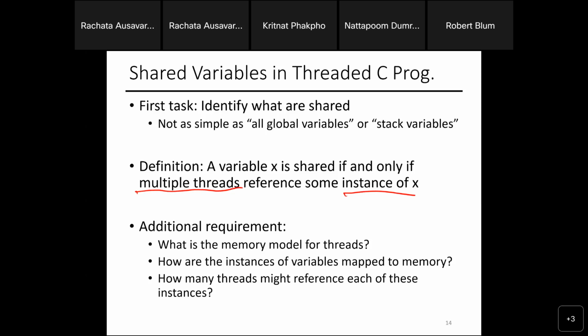So systems change, languages change, hardware changes all the time. This depends on what your assumption is. We'll go with the standard assumption so far. How are the instances of the variable mapped to memory? How do I map this thing to the memory, right? How many threads might reference each of these instances?